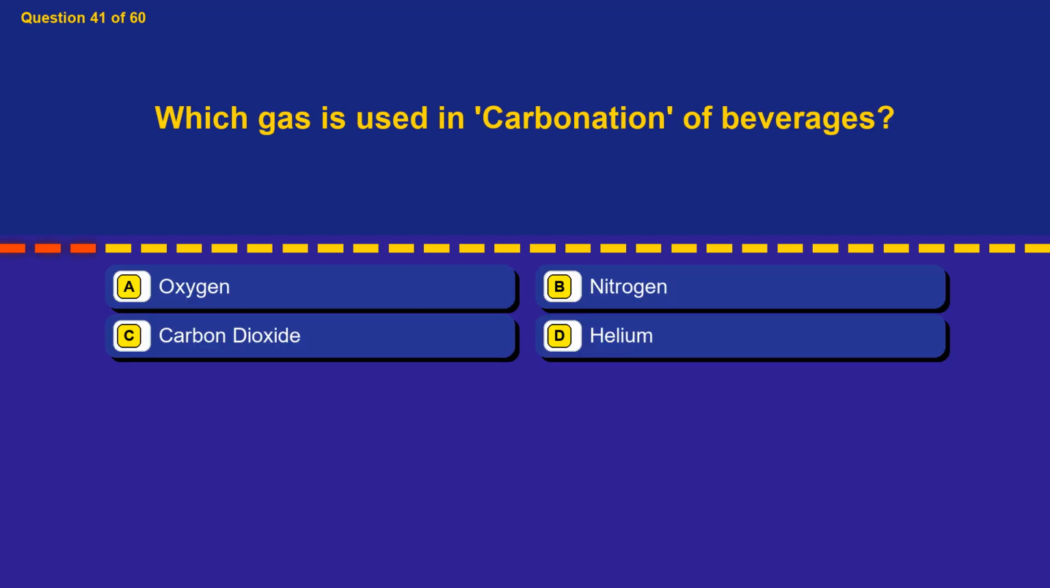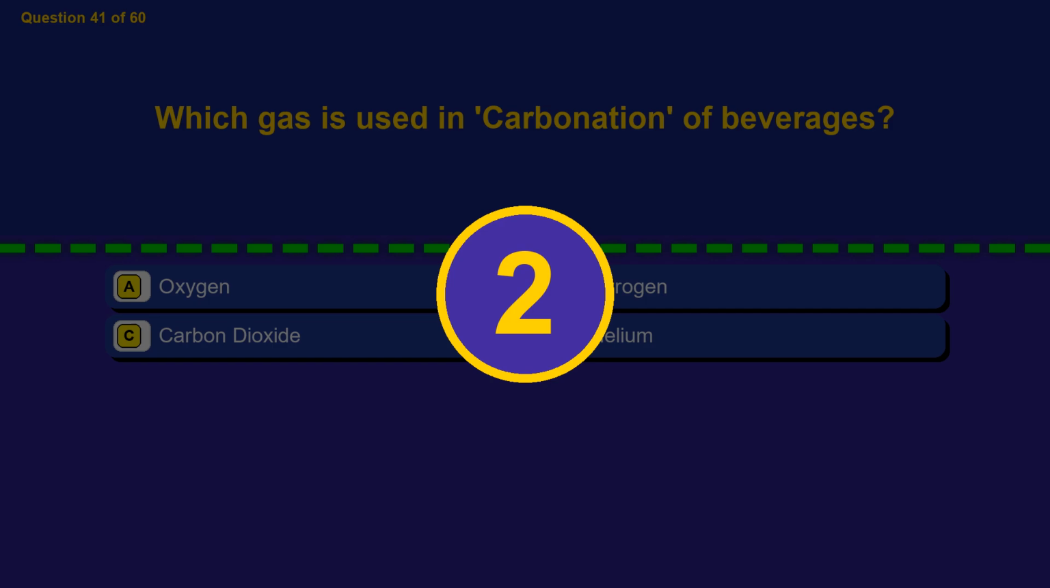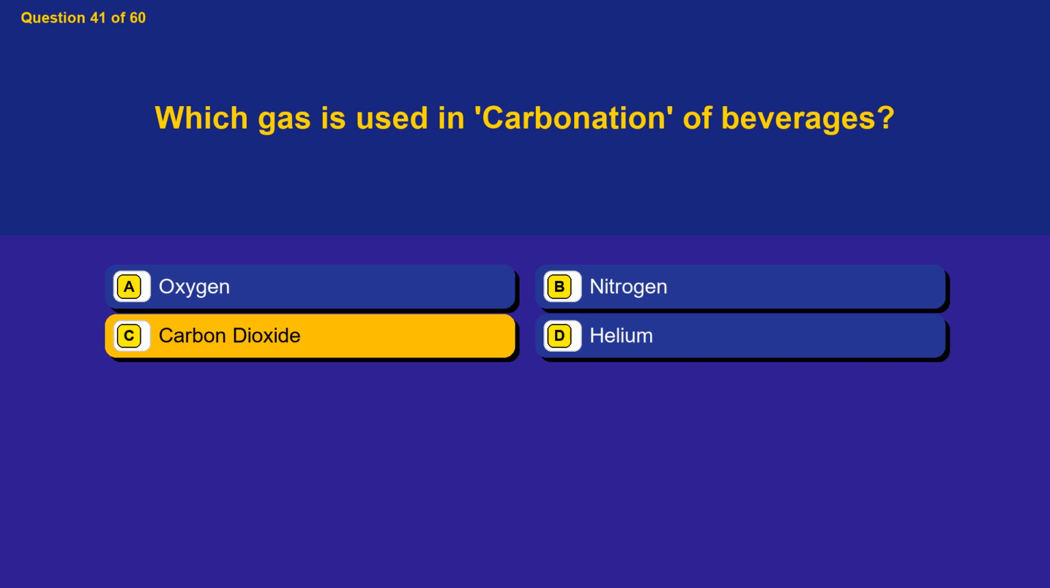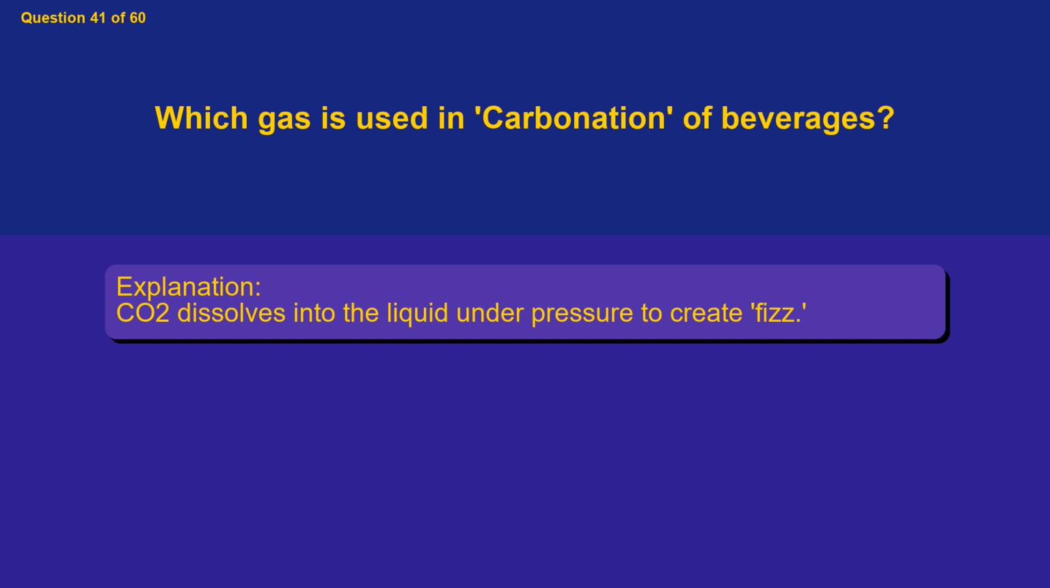Question 41. Which gas is used in carbonation of beverages? Option A. Oxygen. Option B. Nitrogen. Option C. Carbon dioxide. Option D. Helium. The correct answer is option C. Carbon dioxide. CO2 dissolves into the liquid under pressure to create fizz.